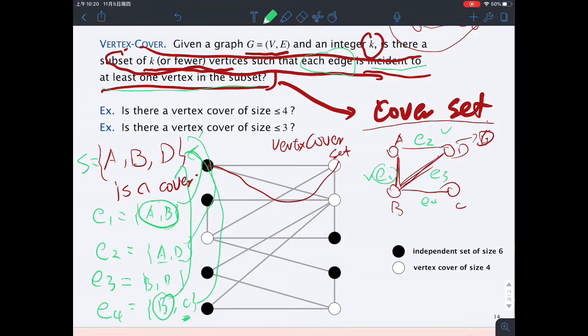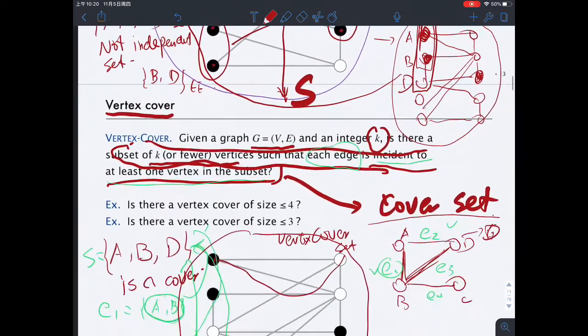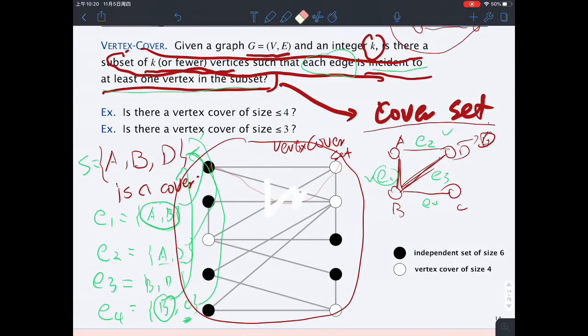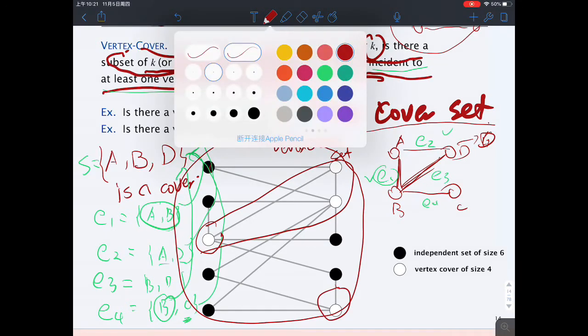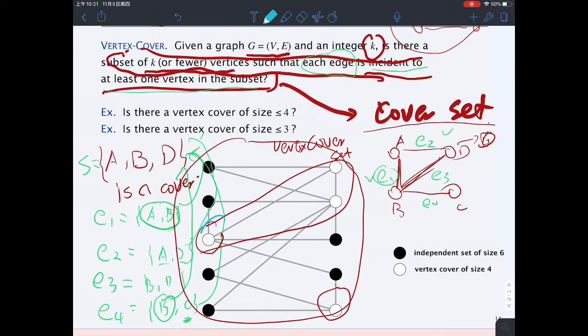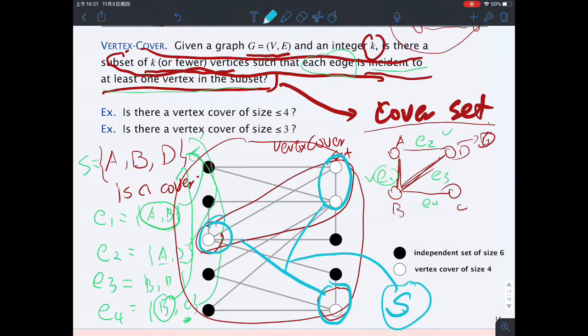Now if I look at the instance we were looking into just now, this is the graph instance here. Now instead of asking to find the independent set, if we want to find the vertex cover, what would be an example of a vertex cover? It turns out that if we just look at the white nodes here, and I call this whole thing S, then S would be the vertex cover, right?